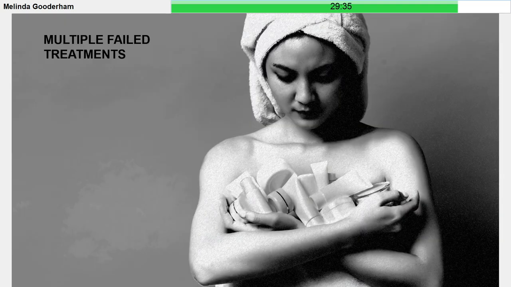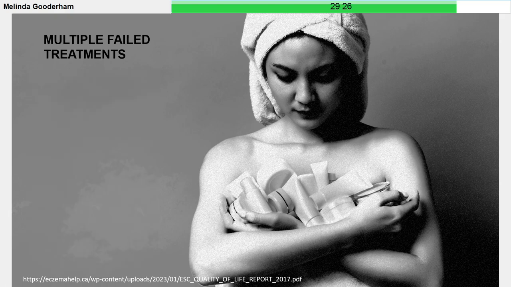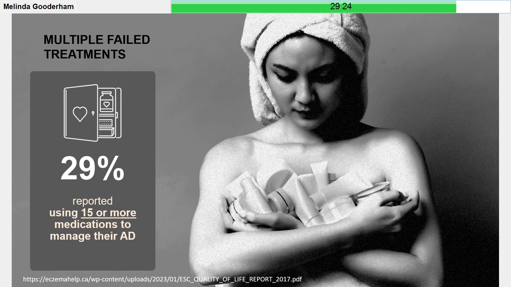There are also the multiple failed treatments that they've used over the years. In Canada, 43% of patients reported using 10 or more medications to manage their AD, and 29% reported 15 or more medications. So what is the patient going to think when they come to see you for the first time? That your number 16 medication is going to be the magic bullet for them? They lose a lot of hope about what treatment options you are going to give them, that you may just be prescribing another cream like the last dermatologist. So these are the things we have to think about.